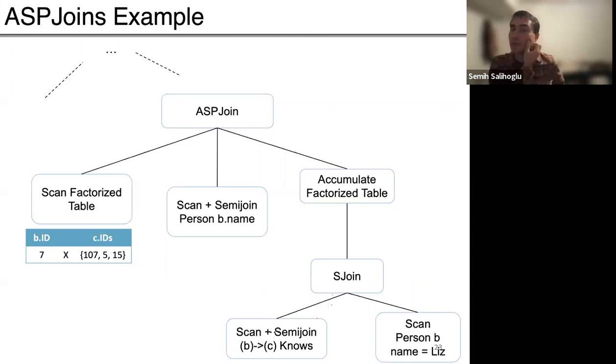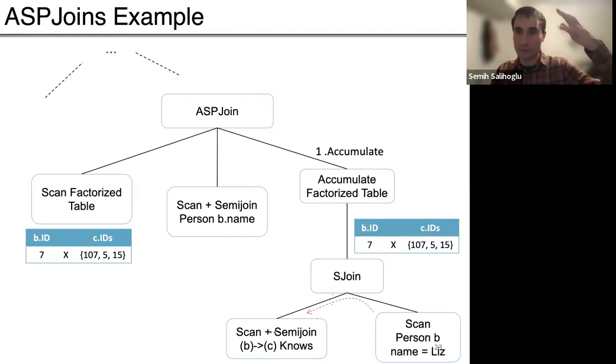The solution we have for this is a three-staged hash join operator that we call ASP join, right? So instead of scanning the build side first, we scan the probe side. Okay, so we're going to accumulate this 7 times 107, but it will no longer be the build side. It will actually be the probe side. We're going to accumulate it and put it into a temporary buffer, right?